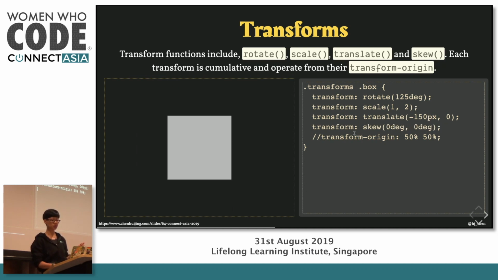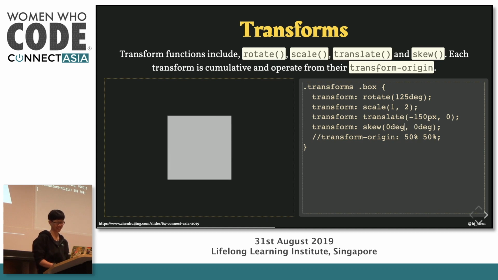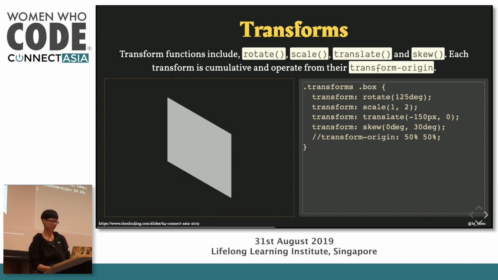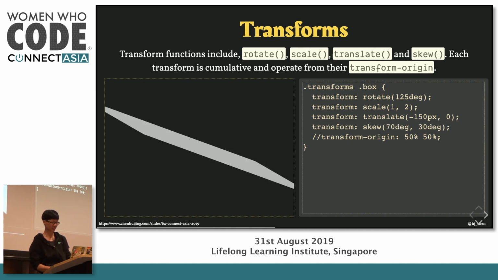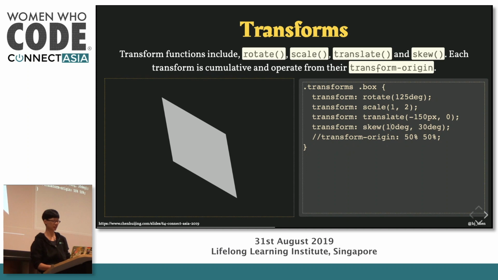Skew is quite interesting because you can make your box go into really funny shapes. Skew is basically like a perspective shift. From a square, it becomes a parallelogram. Then you can also skew in the y-axis. If you skew both together, you get funny shapes. So this is a method for creating more complex shapes also.